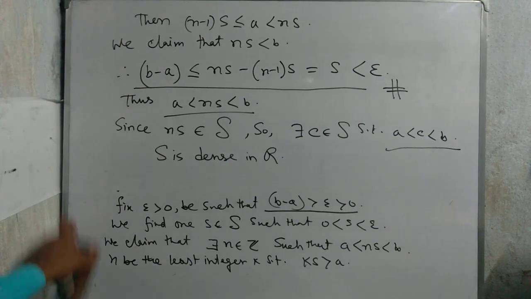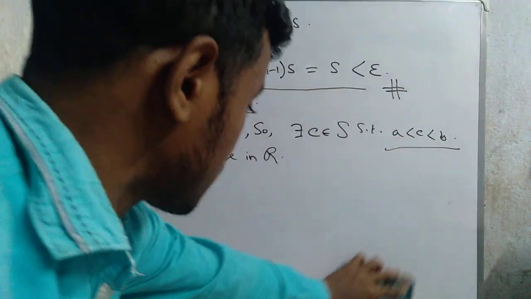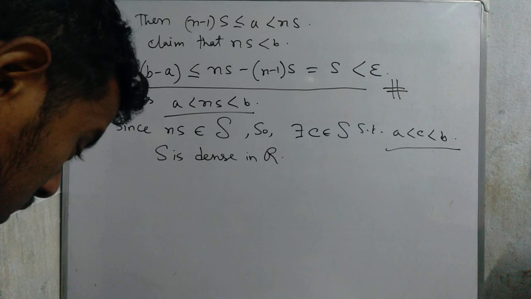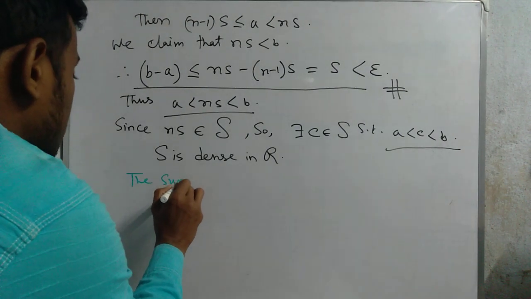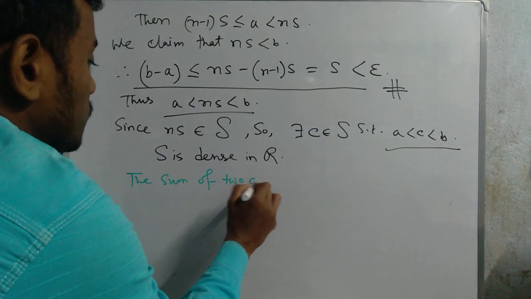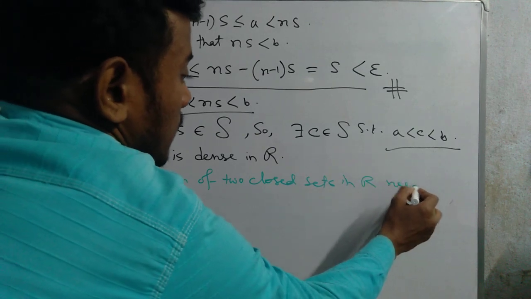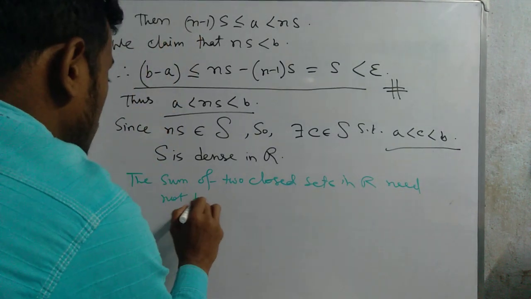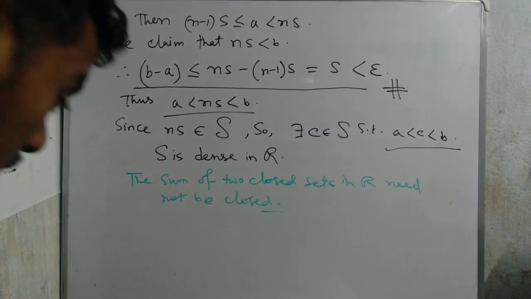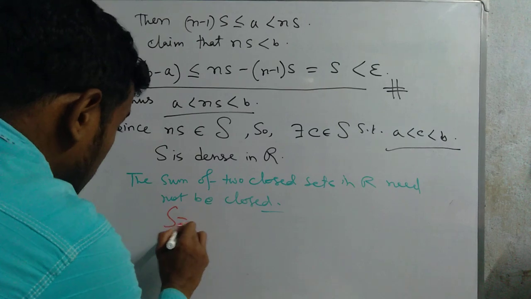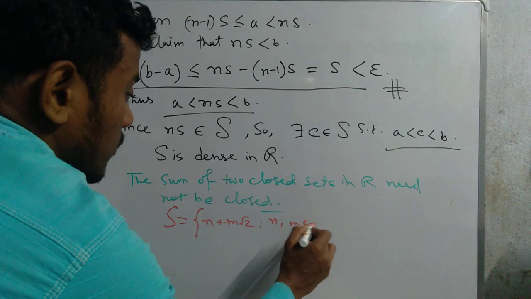Now we go to another important topic. The sum of two closed sets in R need not be closed. This is the conclusion. Here we think about S equal to the set of n plus m root 2, where n and m belong to Z.